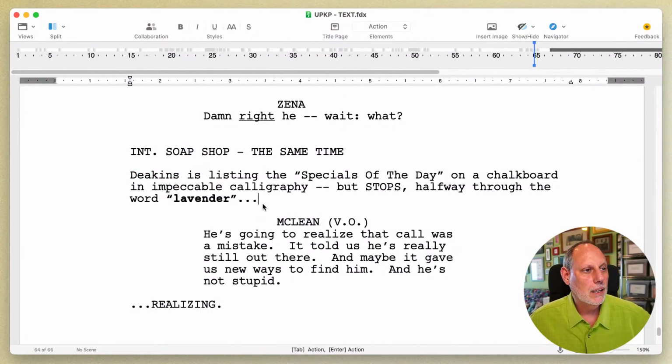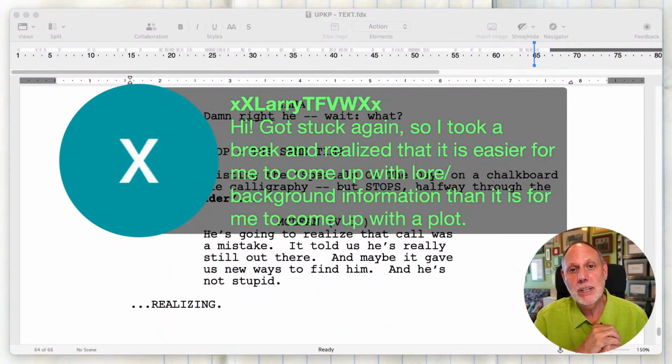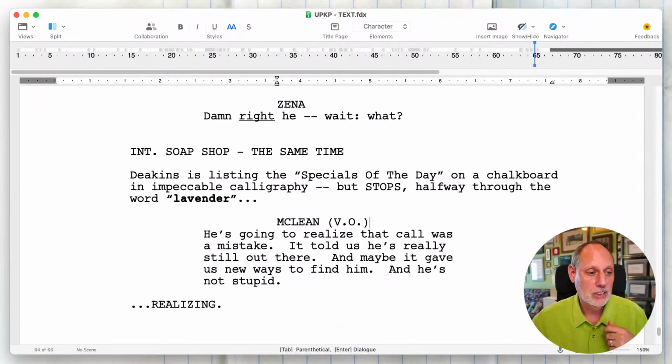Okay. Hi, Larry. Got stuck again, so I took a break and realized it is easier for me to come up with lore or background information than it is for me to come up with a plot. Yes, everyone has things that are easier to come up with than plots. Plots take practice. Plots take work. That is the reason, actually, just to briefly give Larry some moral support.